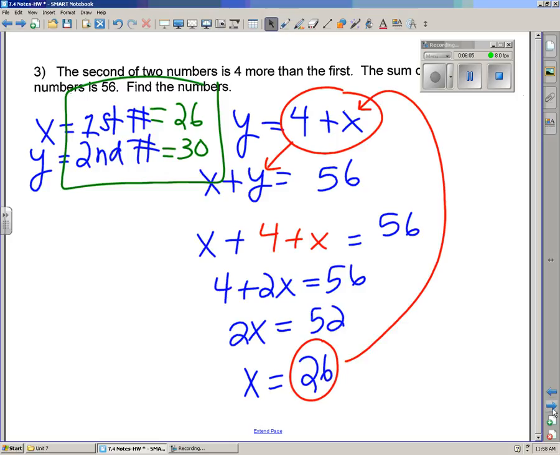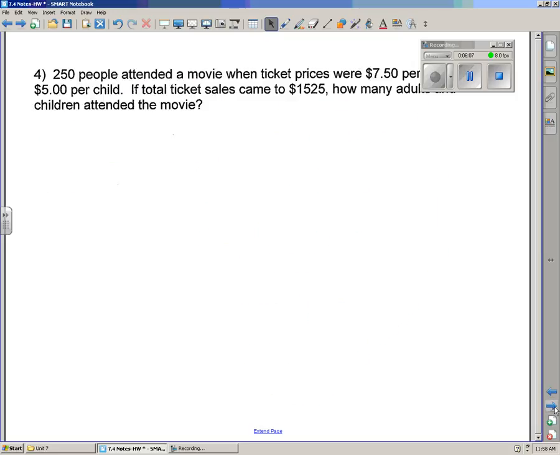Okay, so let's try another one. 250 people attended a movie when ticket prices were $7.50 per adult and $5 per child. If total ticket sales came to $1,525, how many adults and how many kids attended the movie?